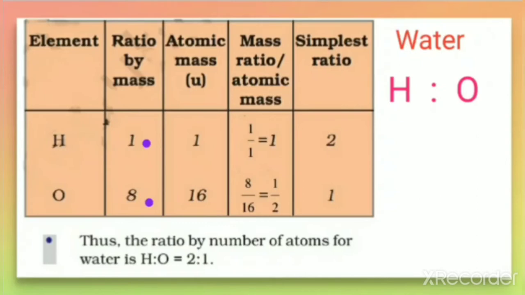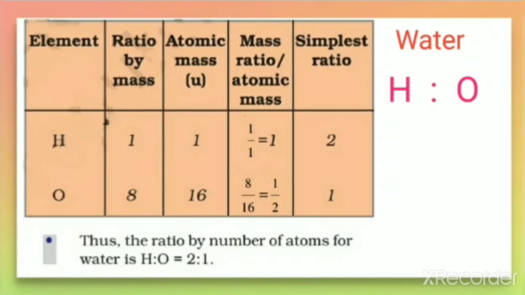The third column is about the atomic mass. We know that atomic mass has a fixed value. Already we have discussed atomic mass, which is represented in terms of unified mass, u. For the hydrogen atom, how much is the atomic mass? That is 1. For the oxygen atom, the atomic mass is 16. So we wrote in the third column the atomic mass of hydrogen as 1 and of oxygen as 16. Now let us discuss the fourth column.